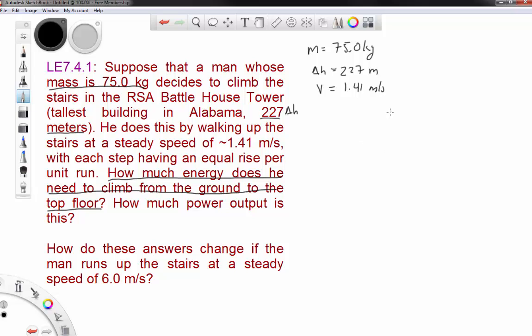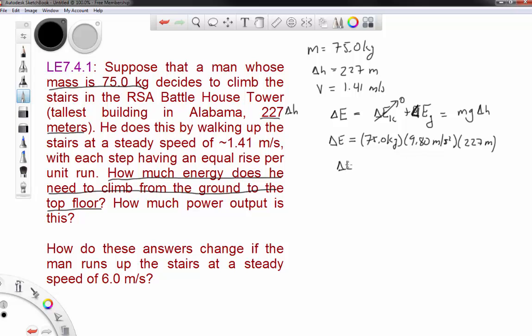Basically, you could think of it as the energy going into this climbing part. So the change in energy that he has is from the energy he has at the bottom to the energy he has at the top. This right here is not changing, so we're going to ignore his kinetic energy, but it'd basically be plus delta EP from gravity. So we only need to figure out the change in energy from gravity, so that should be mg delta H. So the amount of energy that he should be expending is going to be 75.0 kilograms times 9.80 meters per second squared times the change in height, which was 227 meters.